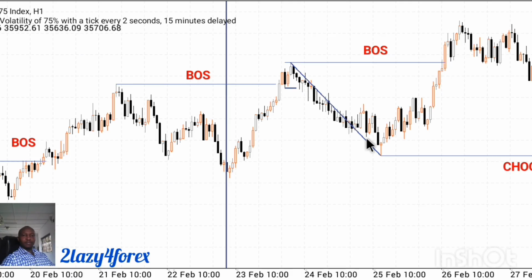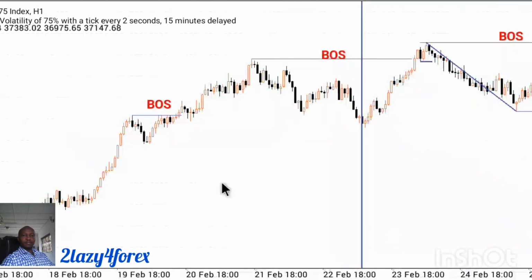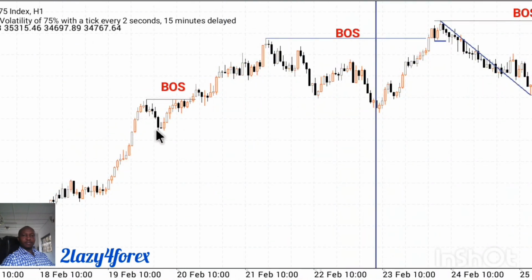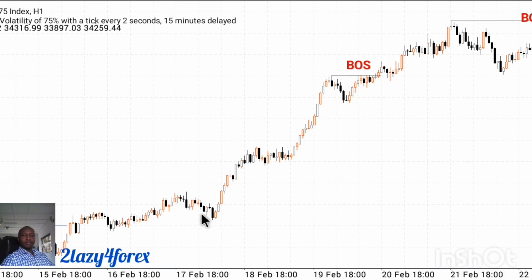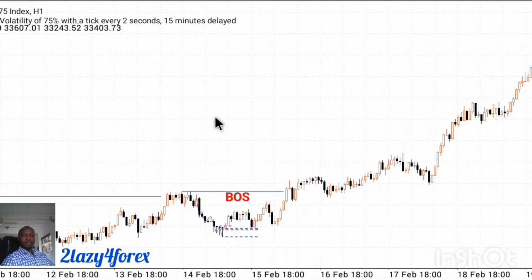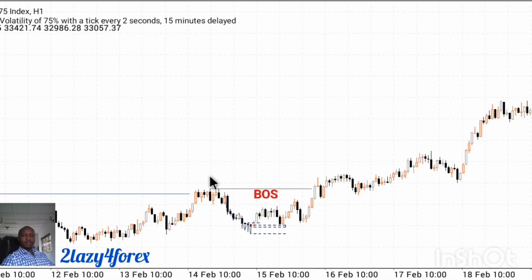A pullback like this on a normal chart like this is the external pullback. A pullback like this one now on a chart like this is an internal pullback. This is an internal pullback. This is an internal one. This one is an internal one. This is an internal one too.